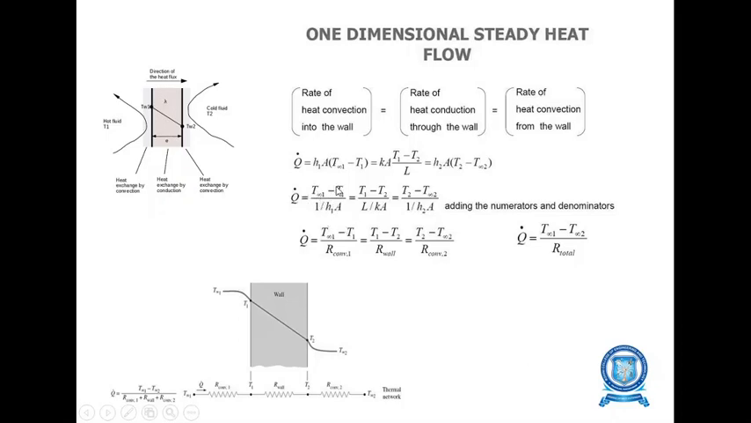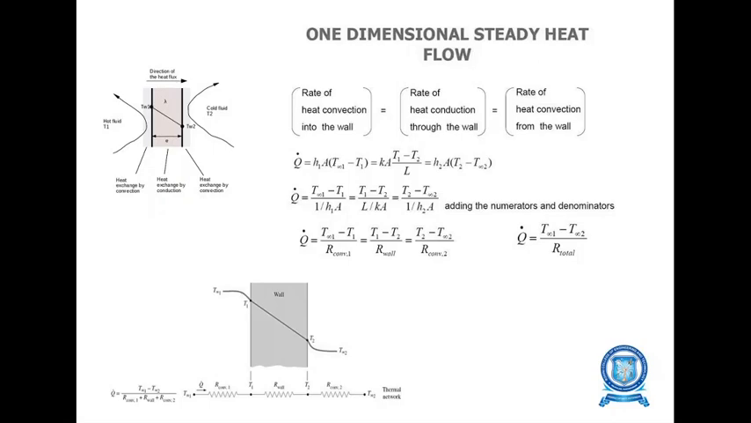As we know, for conduction, the rate of heat transfer Q is equal to KA into (T1 minus T2) divided by L. For convective heat transfer, Q is equal to hA into the temperature difference. This is Newton's law of cooling. For the plane wall, the resistance for conduction is L by KA, and for convection, the resistance R is equal to 1 by hA.